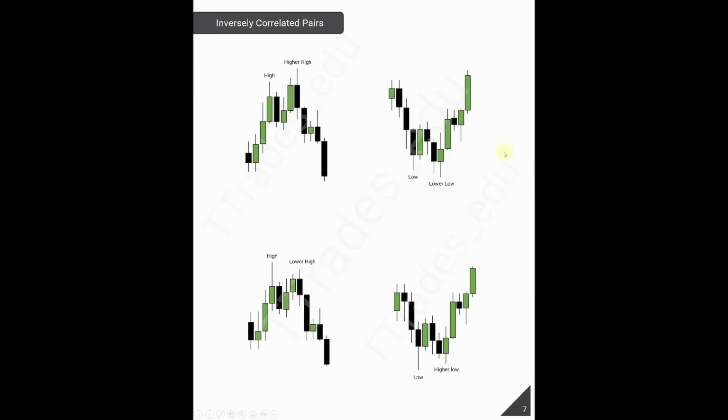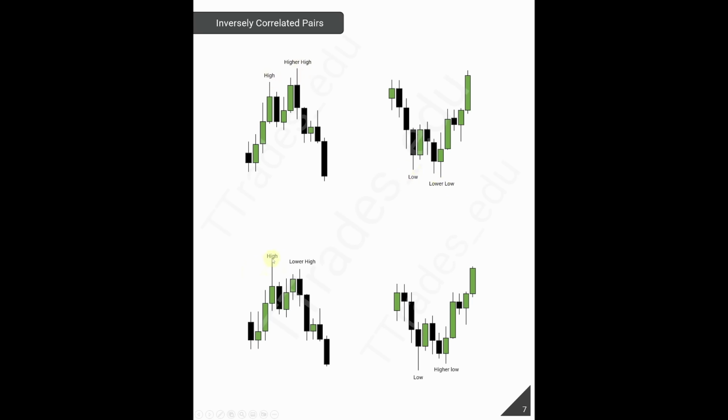Now for inversely correlated pairs or assets, we want to see the same structure, but just flipped over. So for example here, if we have Euro-USD versus the dollar, those are going to be inversely correlated, but we want to see the same structure. So for example, if we create a high, we want to see a low. If we create a higher high, we'd want to see a lower low.